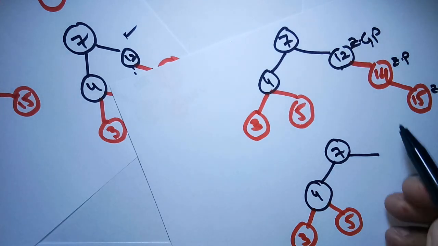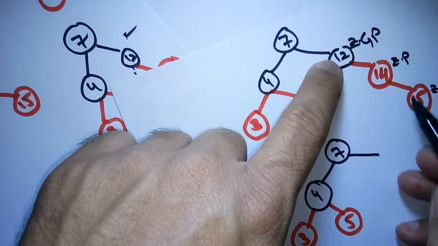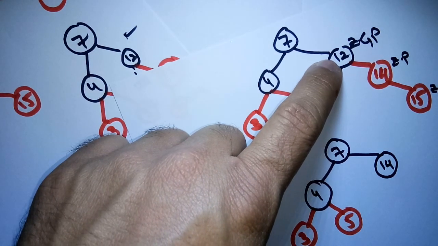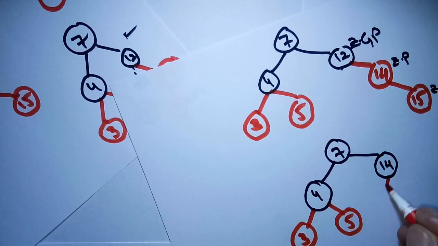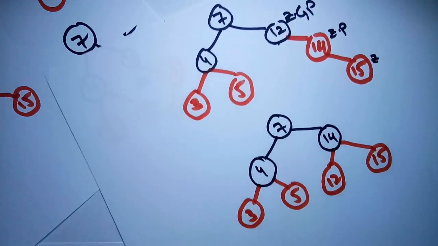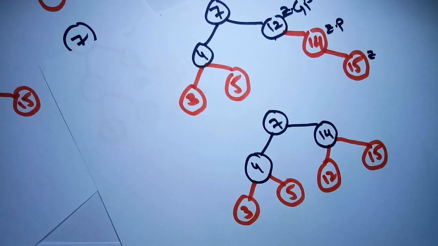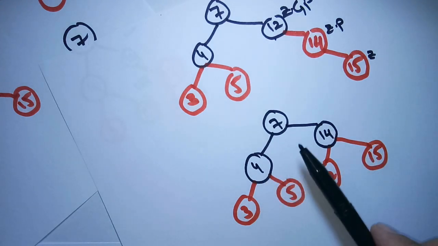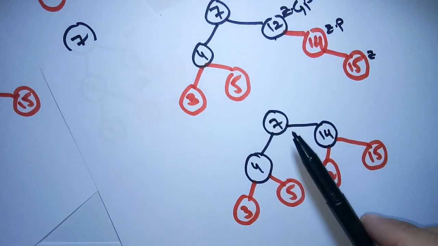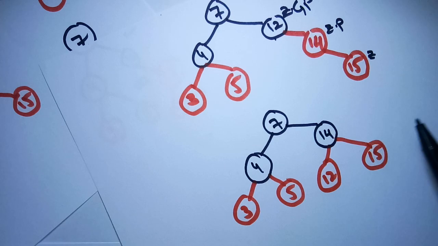So let me do it directly. If we rotate it, 14 will go up and the color will be changed. Color of 14 will be black, and 12 will come in the left and the color will be changed. 15 will become the right child, and 15 is already red. Now we'll check the properties, and you can see it follows the red black tree properties, right? All the leaves are black, the root is black, the number of black nodes from root to all the leaves is the same.